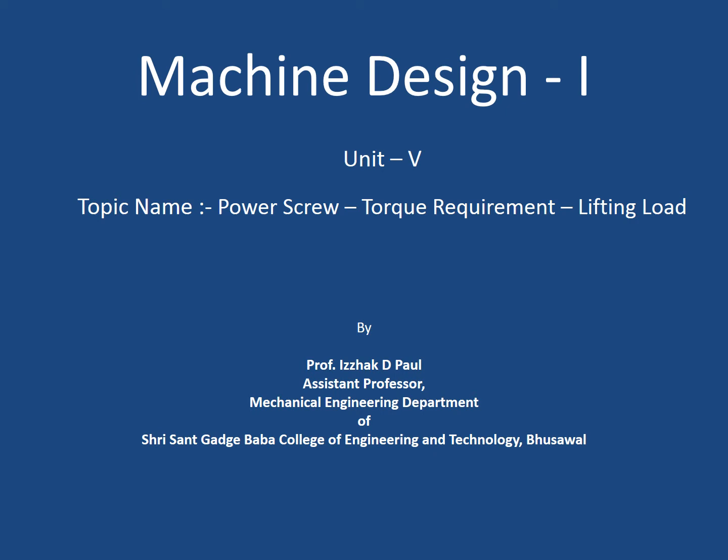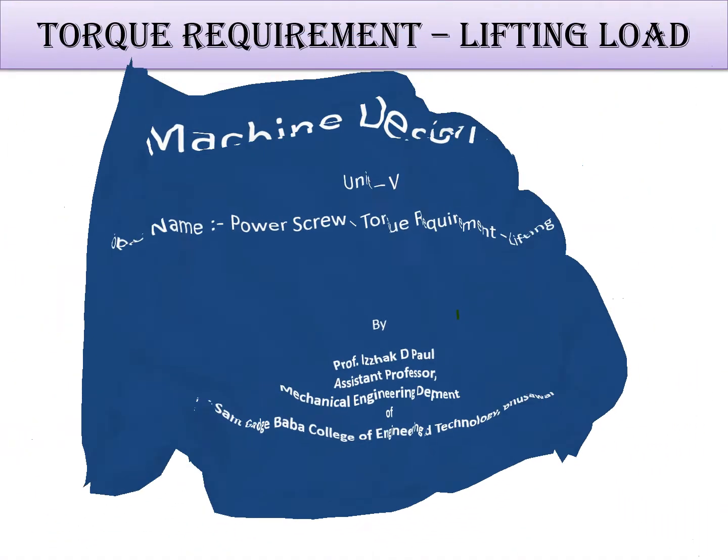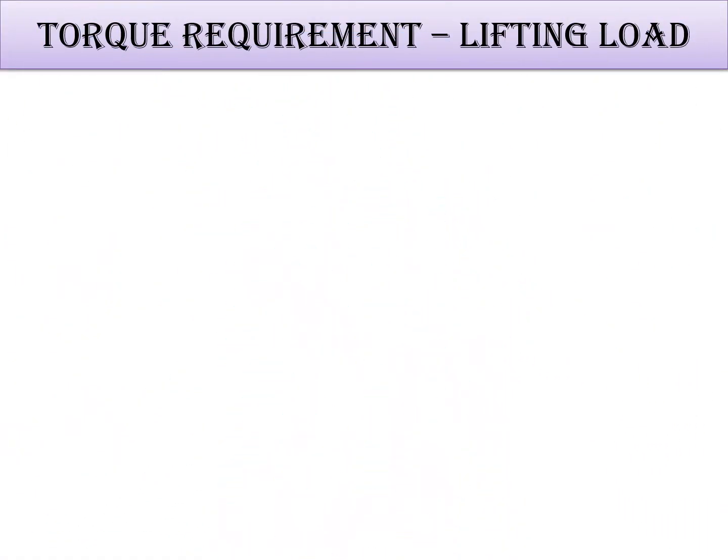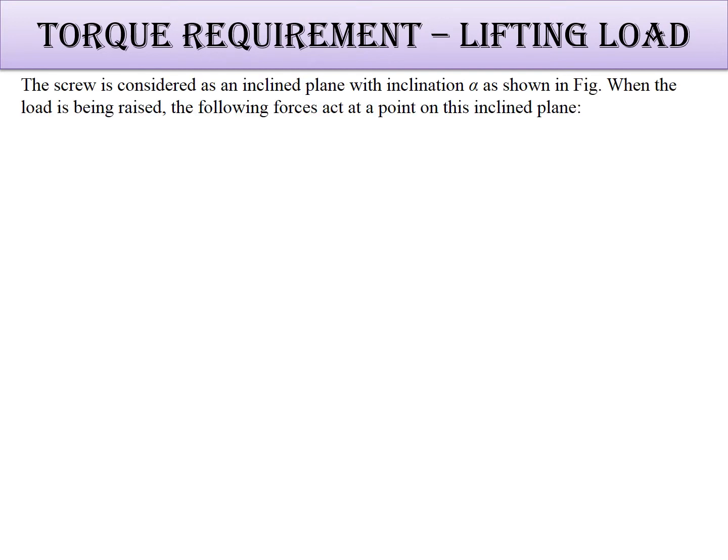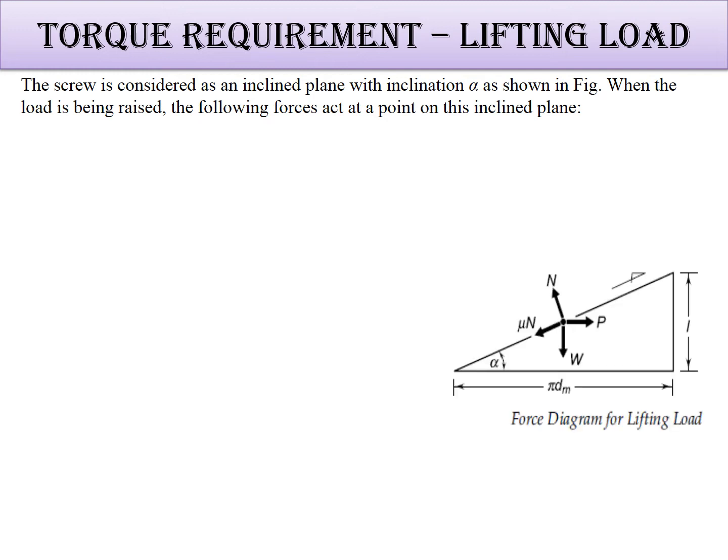Now in the power screw, the new topic is torque requirement, to satisfy the torque requirement for lifting the load. We know that here the screw is considered as an inclined plane, which we have seen in so many derivations, having an inclination of angle alpha. Let's see this figure. You will understand it very easily.